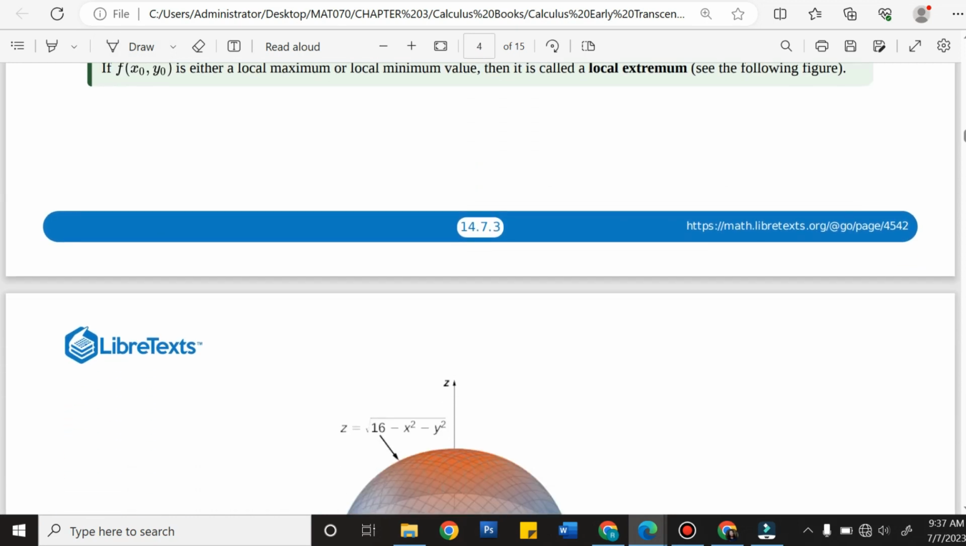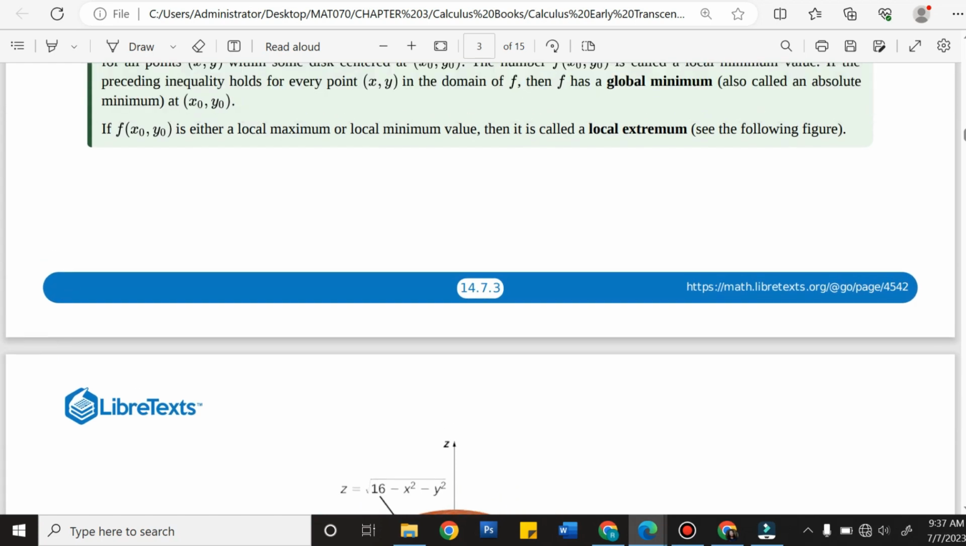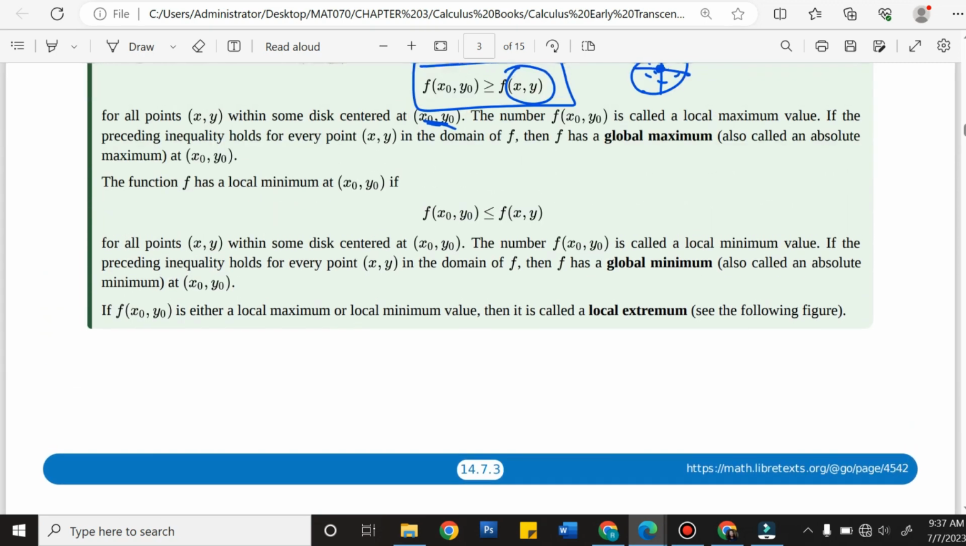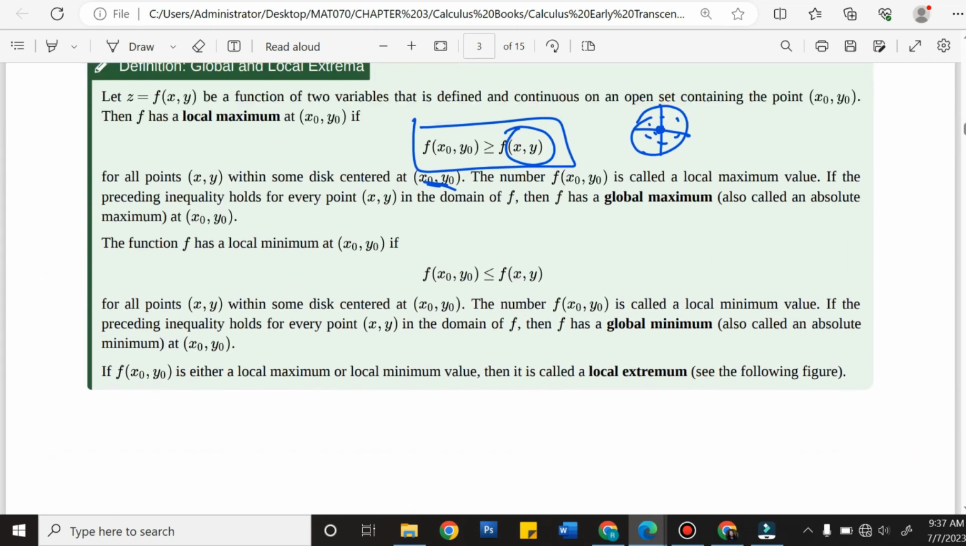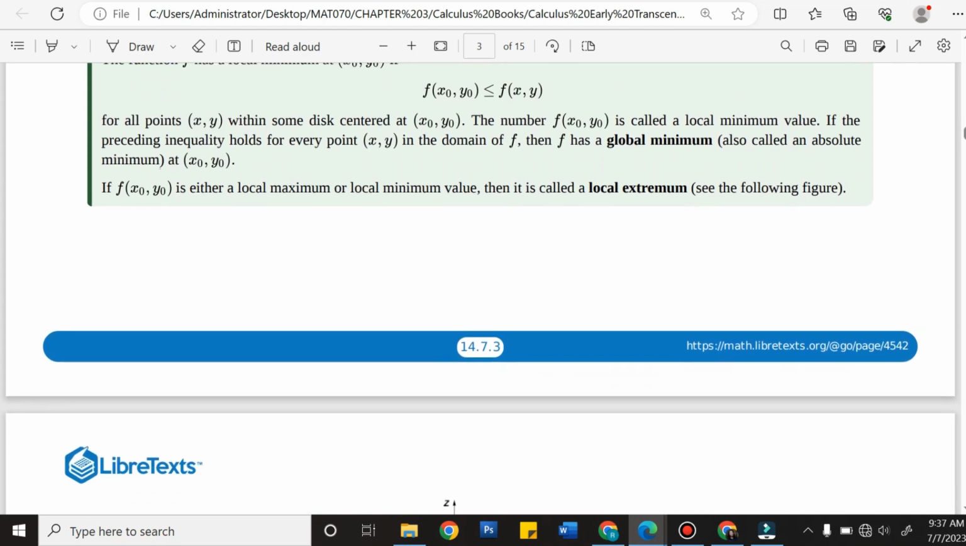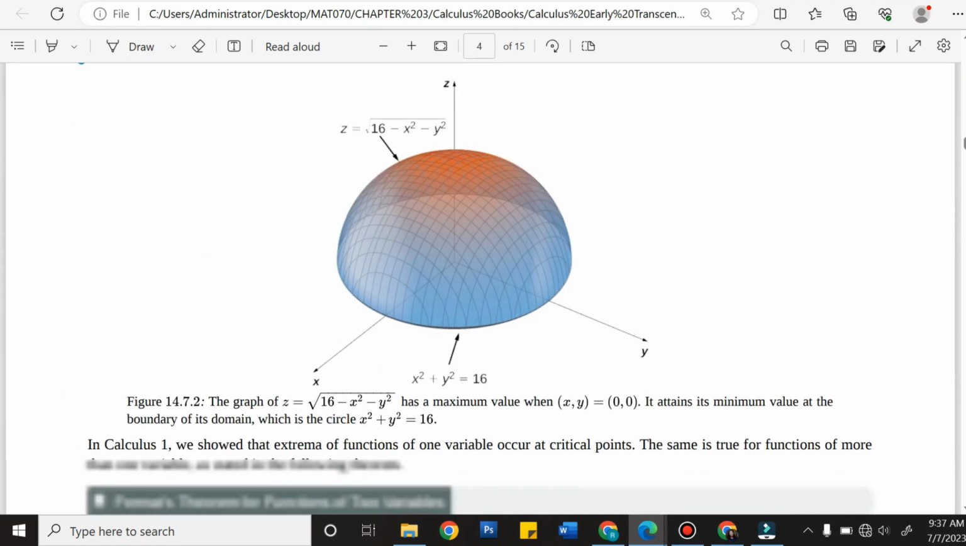Now, if ever your f of x sub o, y sub o is a local maximum or local minimum, we call it a local extremum. When is it called a local extremum? If ever a global maximum or minimum exists. Okay? If there is a global maximum or minimum, we can call it in general a local extremum.